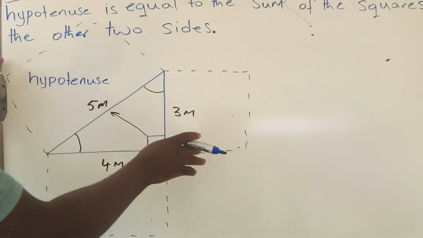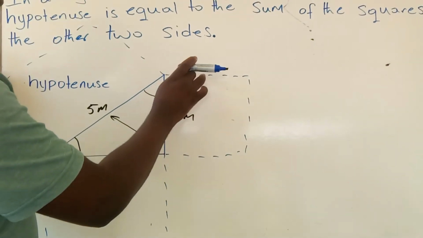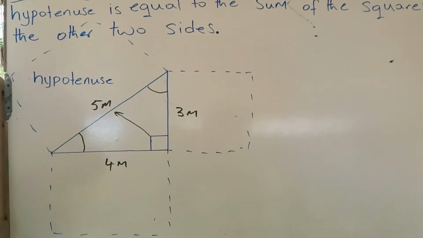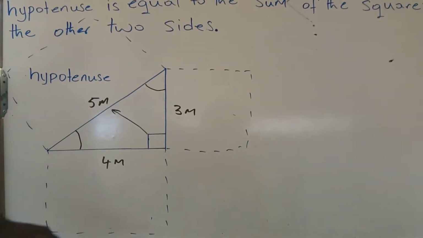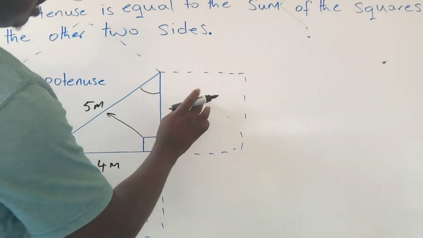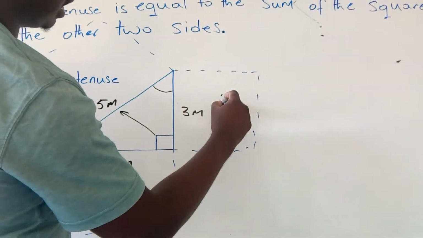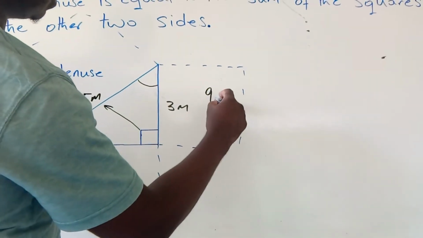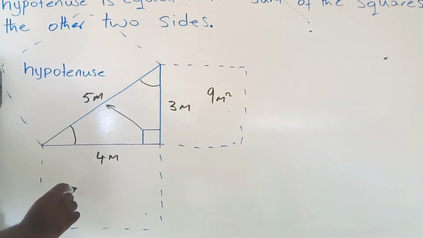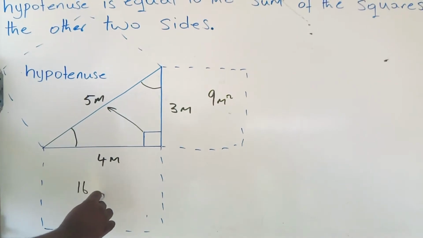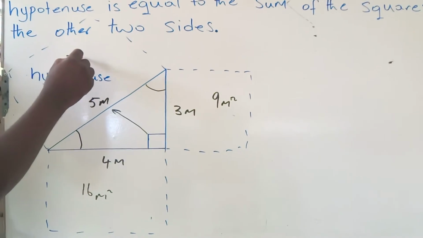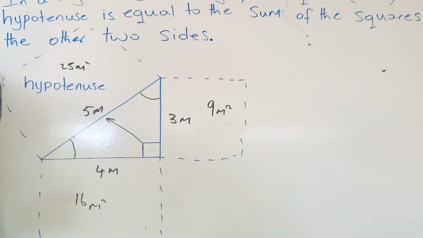Now let's say that we have a square on each side. You know that the square has lengths of 3 centimeters, so all around is 3 centimeters. And you were asked to find the area of each of the squares. Now, if we find the area of this square, our answer would be 9 meters squared. And if we find the area of this square, our answer would be 16 meters squared. And here, our answer would be 25 meters squared.